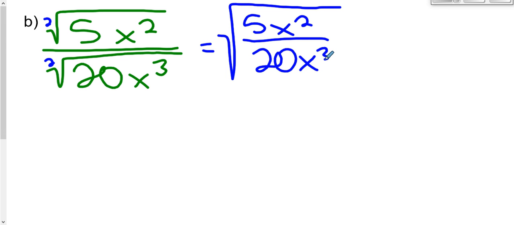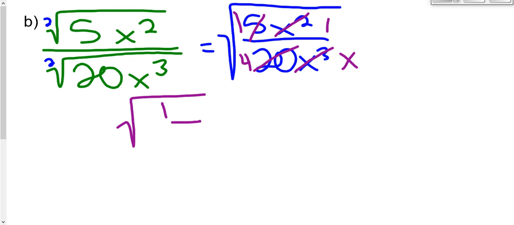So let's do some simplifying here. 5 and 20 have a GCF of 5. 5 goes into itself once. 5 goes into 20 4 times. X squared and x cubed have a GCF of x squared. X squared goes into itself once, and x cubed divided by x squared is just x. There we go. Now what we're going to do is rewrite this radical in its more simplified form. The numerator of this radical is just the number 1. The denominator is 4x. So we have 1 over 4x.